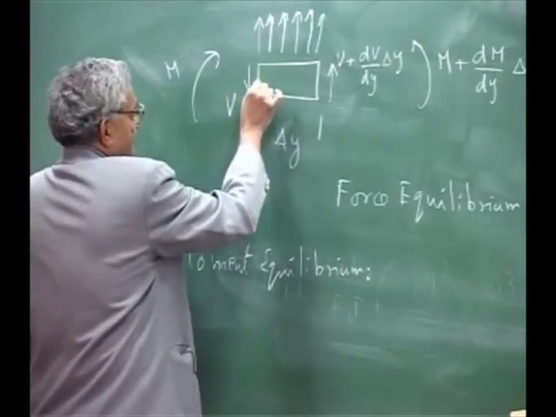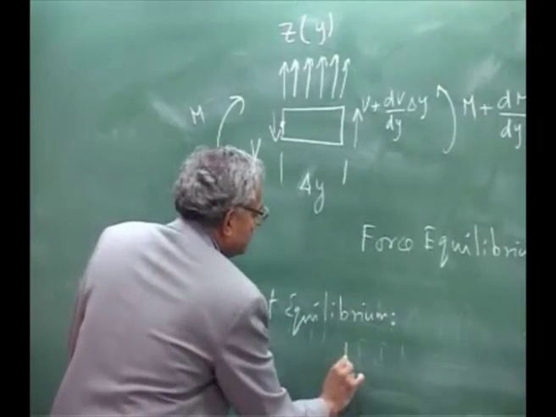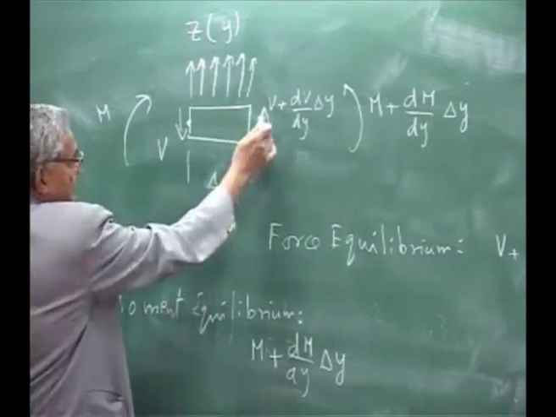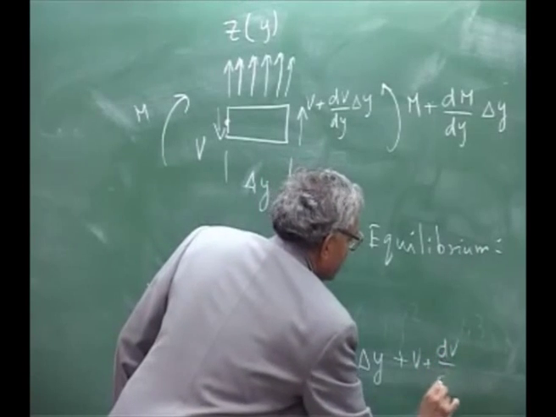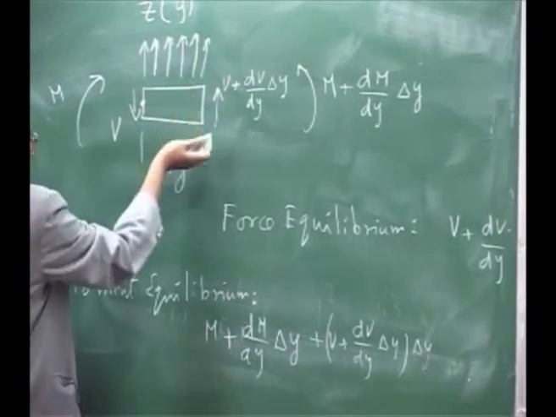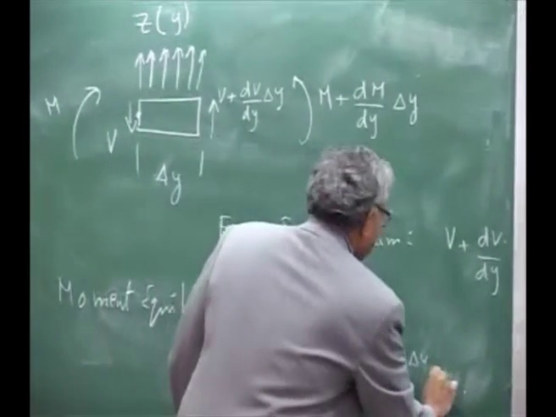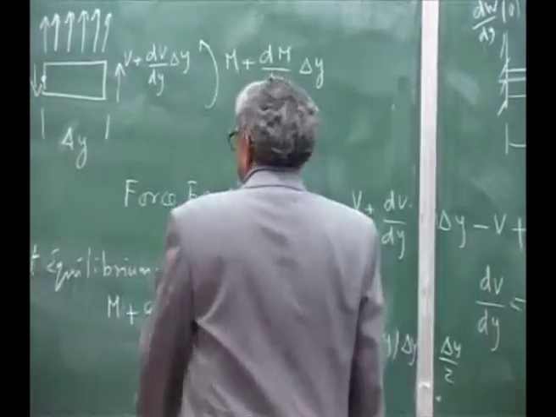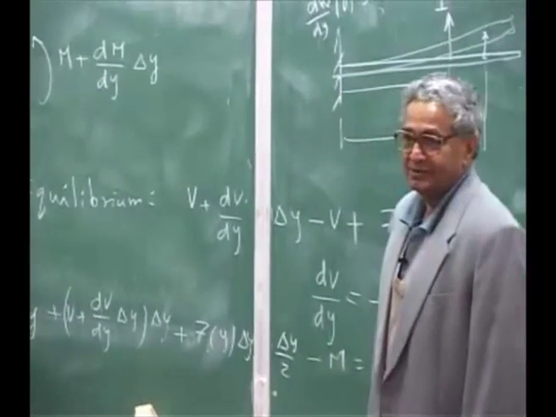You can take moment about the midpoint or moment about this point. If you take moment about this point, you will have M plus dM by dy del y, and then this into this distance. So you will have V plus dV by dy del y into delta y moment, because all are counterclockwise positive. And then Z, you take it as though the resultant is acting in the middle. You may take plus Z(y) delta y into delta y over 2, and then minus this moment, equals 0, you will write it. Okay, this is the moment equilibrium.